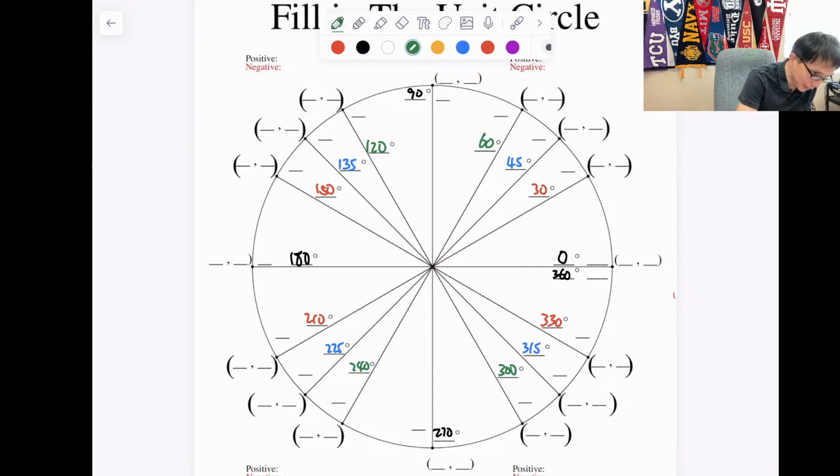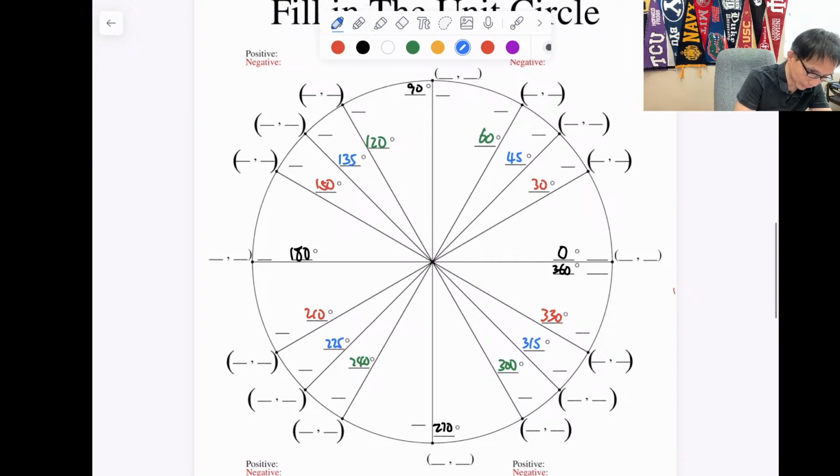Now go back to the next one. The next one here is 45 degrees, so I'm going to use blue. What is 45 degrees in terms of radians? Pi over 4. Pi over 4.